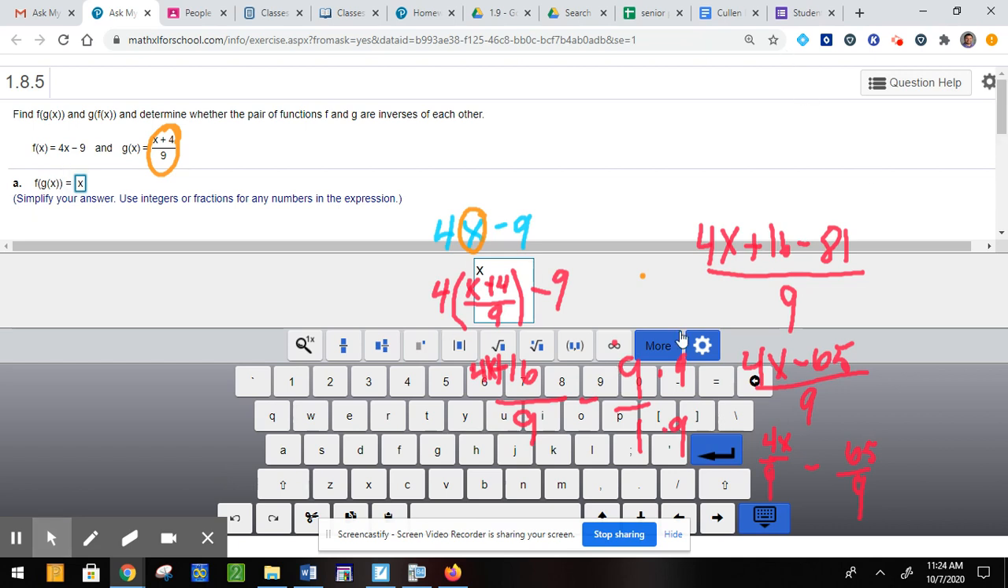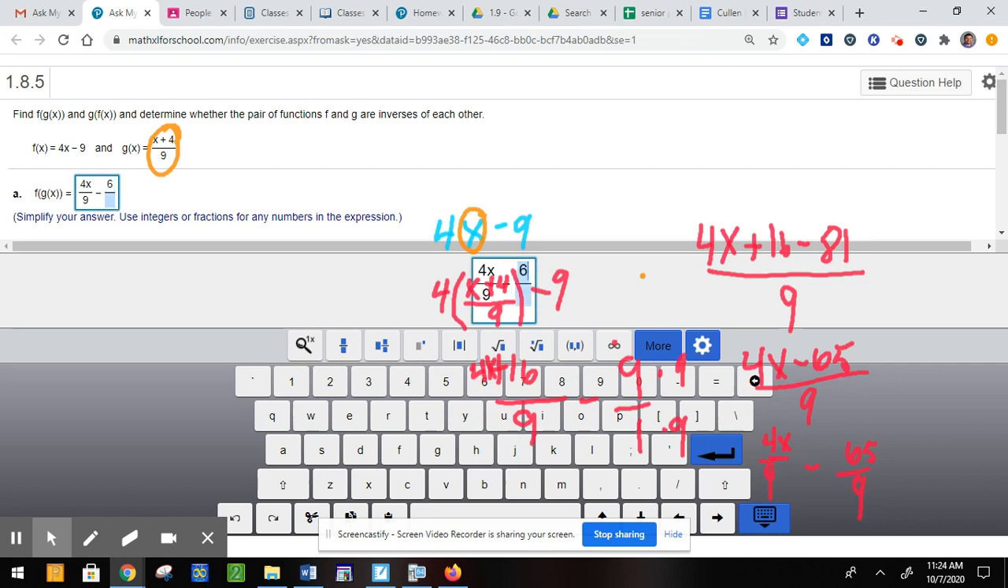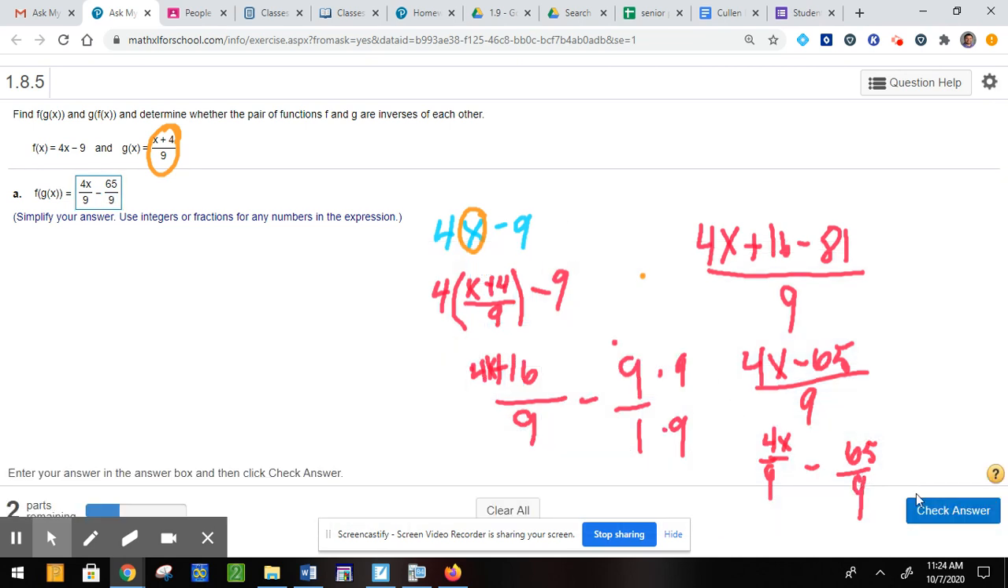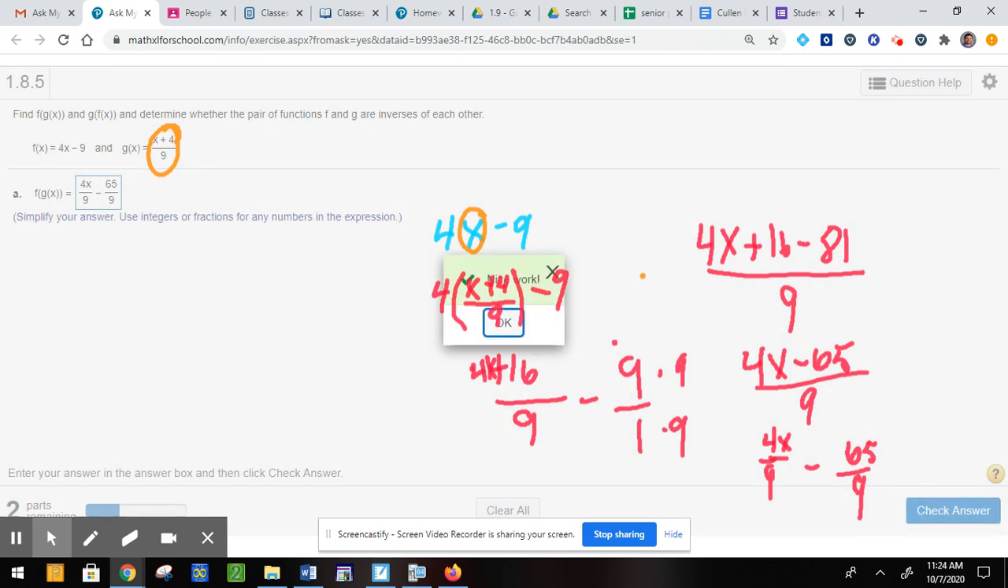All right, I'm going to type it in as 4x over 9 minus 65/9. Let's see if that works. Okay, so it did work. I'm not sure if it would have worked had we tried to write it as 4x minus 65 over 9. Maybe that should, in theory, work as well, but I was just trying to guess how they wanted it.